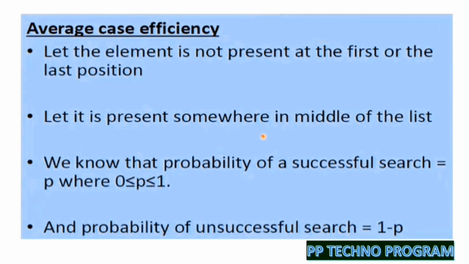So let it be present somewhere in the middle of the list. We calculate the probability of a successful search, P, which lies between 0 and 1, and if the element is not found in the list, then the probability of an unsuccessful search is 1 minus P. Hope you understood the best case, average case and worst case. Next topic is asymptotic notations.